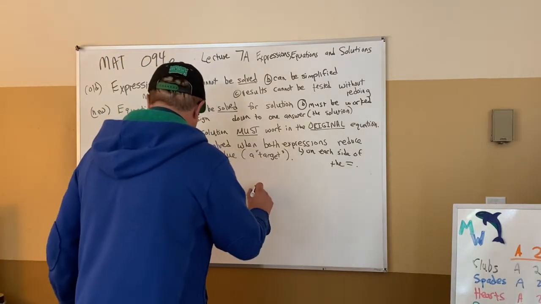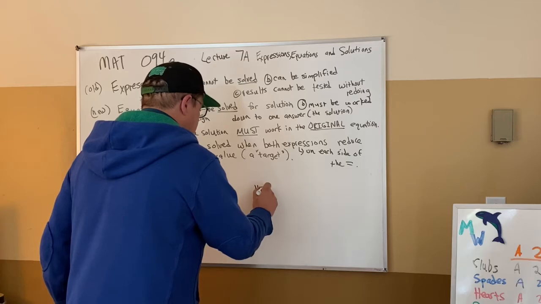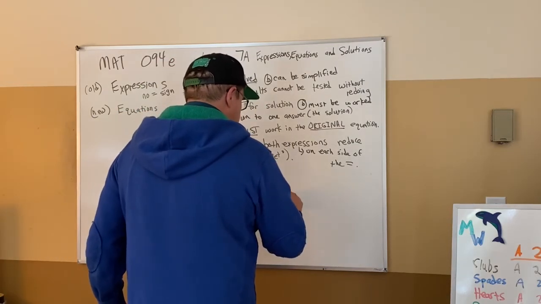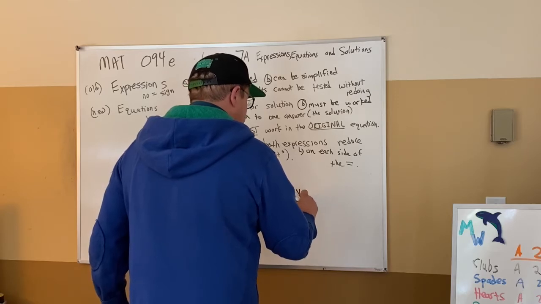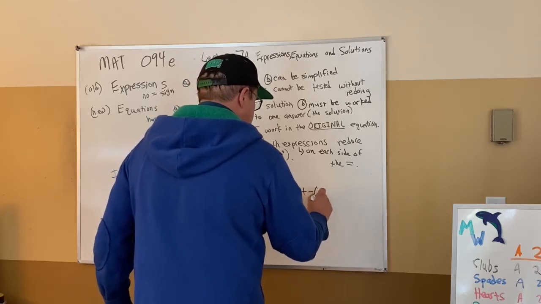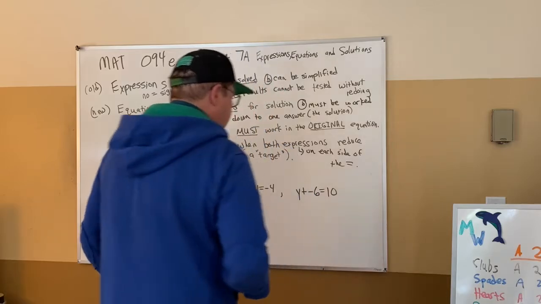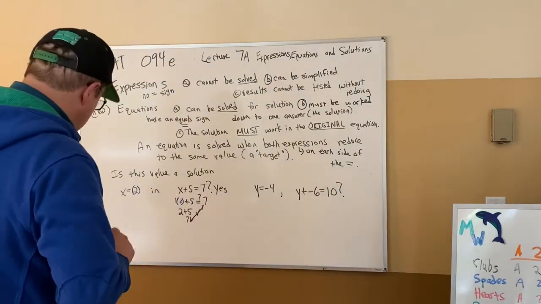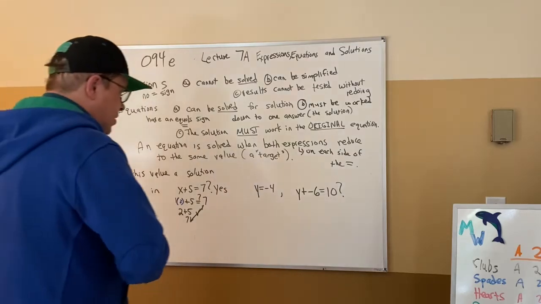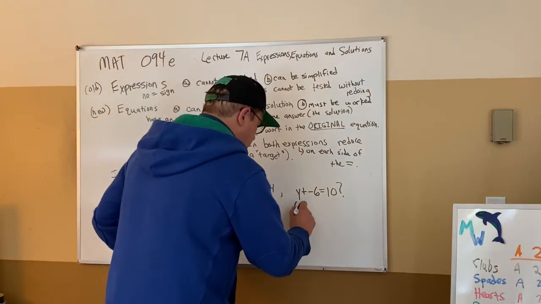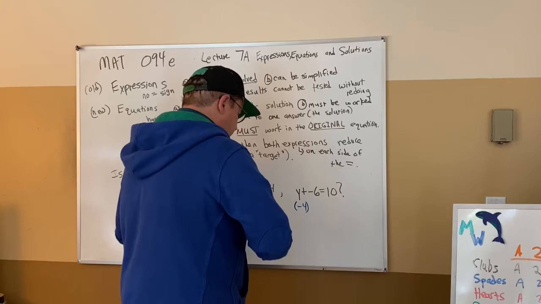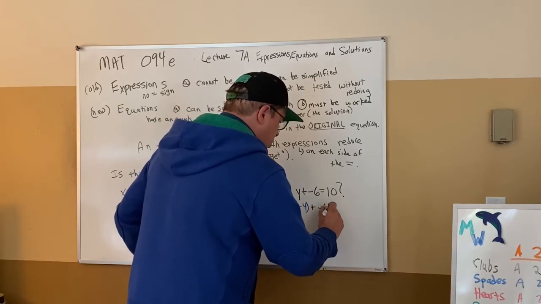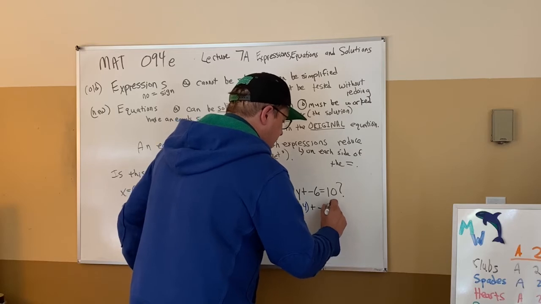How about this? y equals negative 4. Okay? In y plus negative 6 equals 10. Question mark. If y equals negative 4, is that the solution? You would go where the y is and you would put in negative 4. Everything else will stay the same. 10 is 10, so that does not need to be redone. No more work has to be done on that. Does that equal 10?